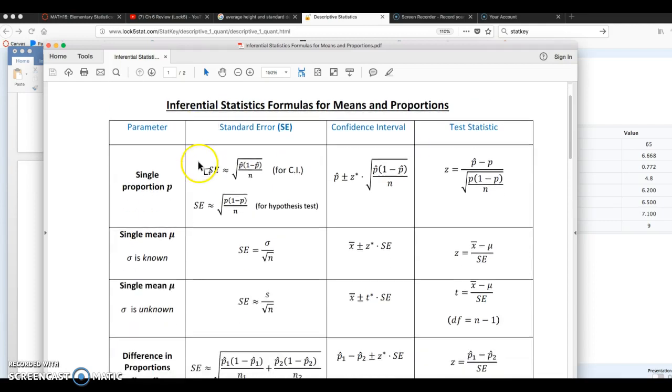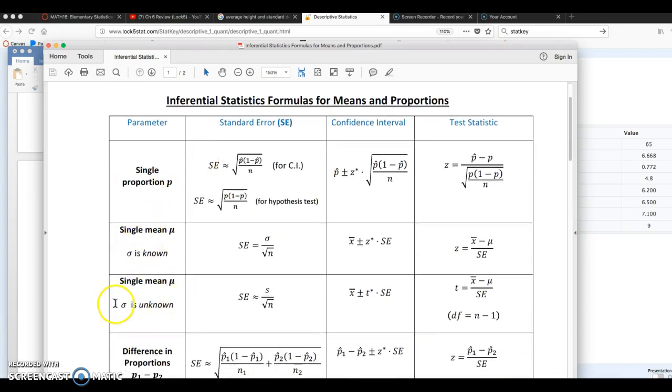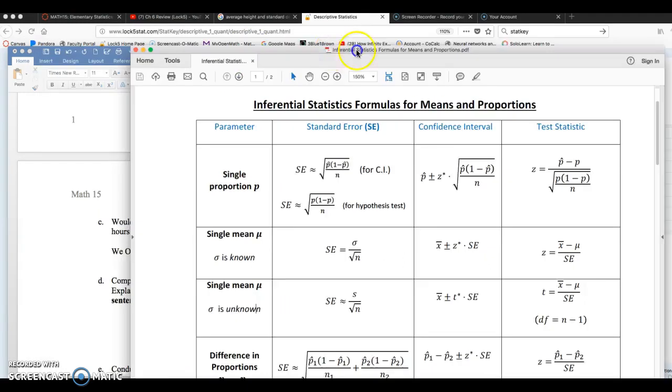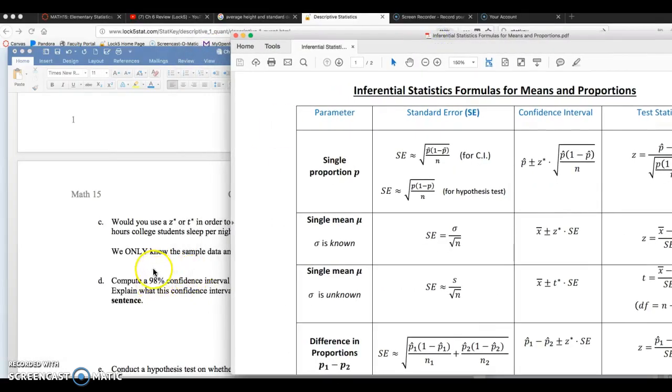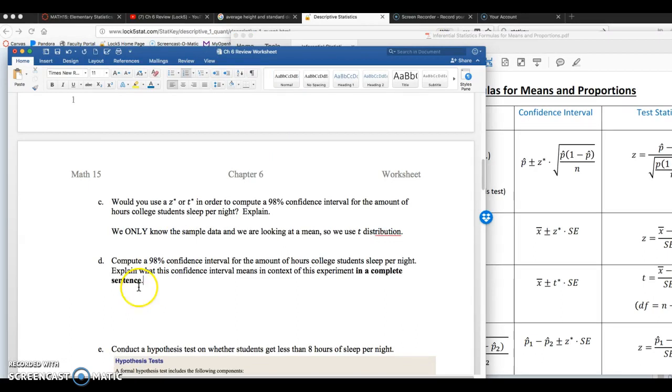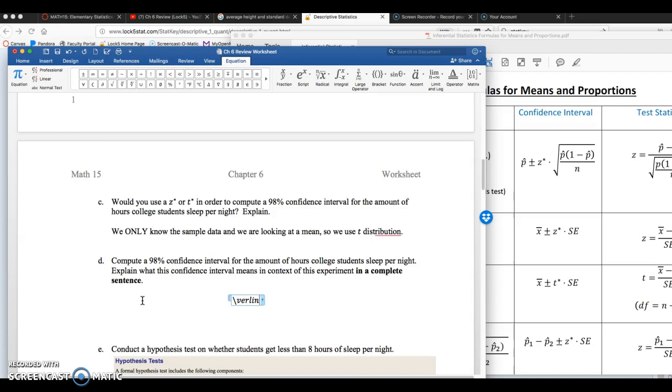I want to reference the formula sheet that I passed out. Looking right here, we're looking at a single mean. My note here: sigma, the population standard deviation, is unknown. If it's unknown, we're going to use T star and T. The next question is to compute a 98% confidence interval, so I'm going to rewrite that formula. It's x bar plus or minus T star times standard error.